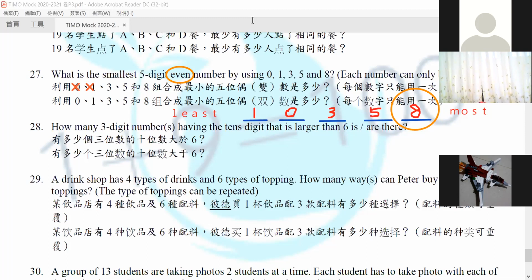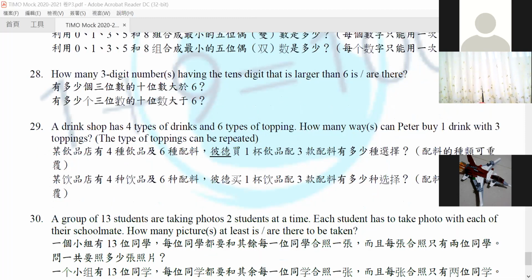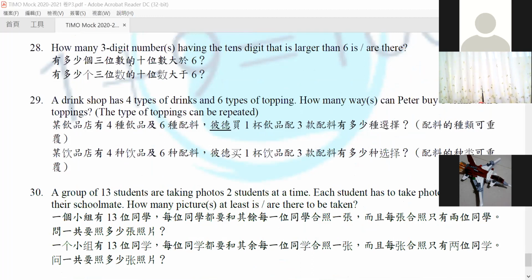Question 28, how many three digit numbers are there such that the tens digit is greater than 6? We can count them out. Let's count the last digit first. This digit, the least significant digit, can be 0 to 9, right? So there are 10 different choices. Write that down, it has 10 choices.